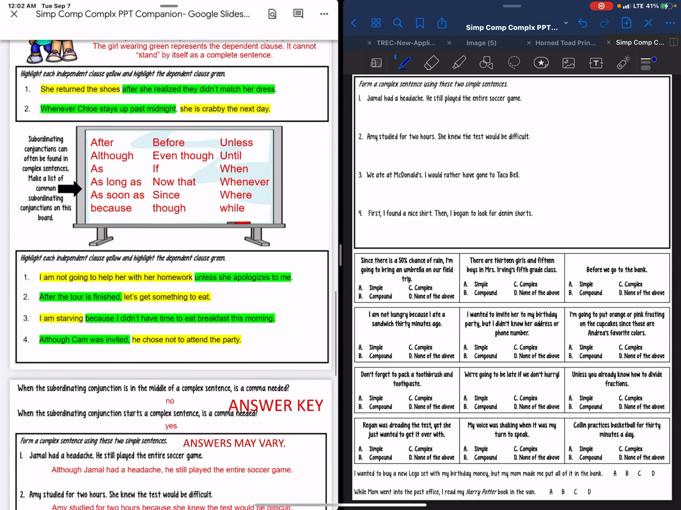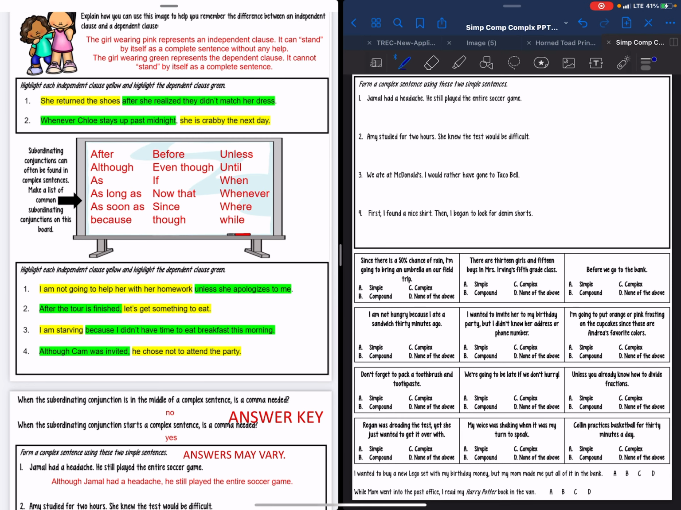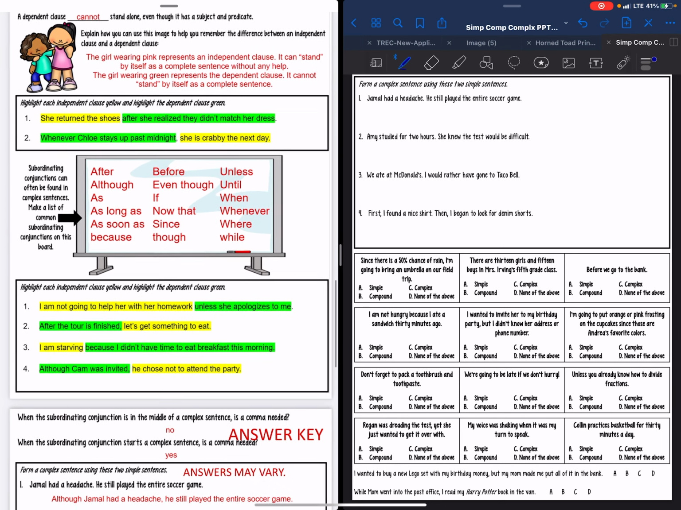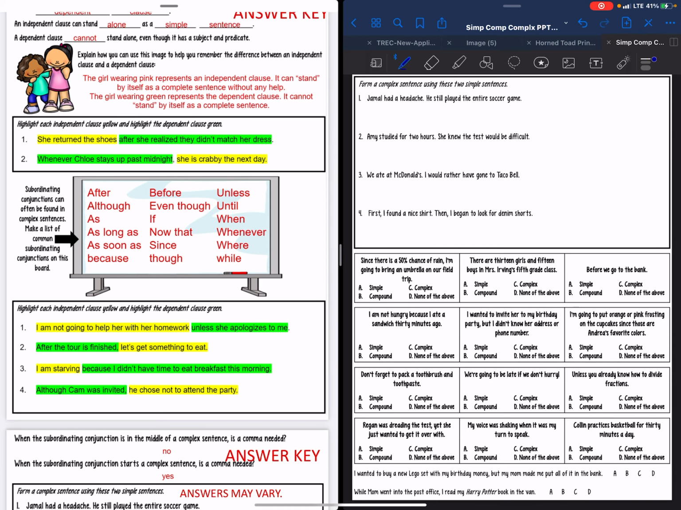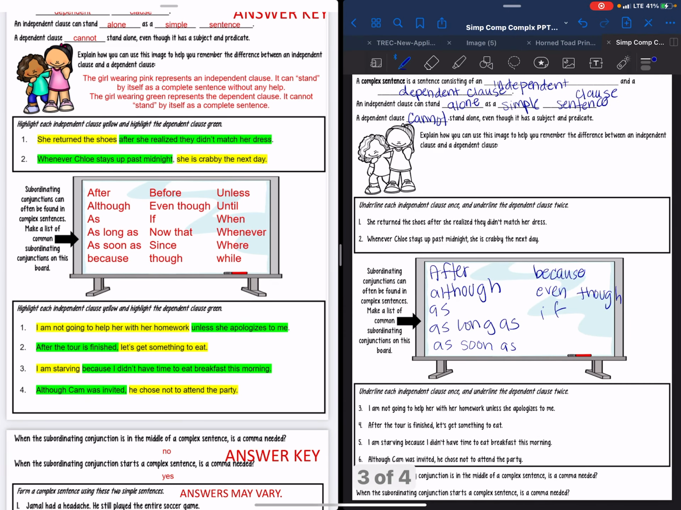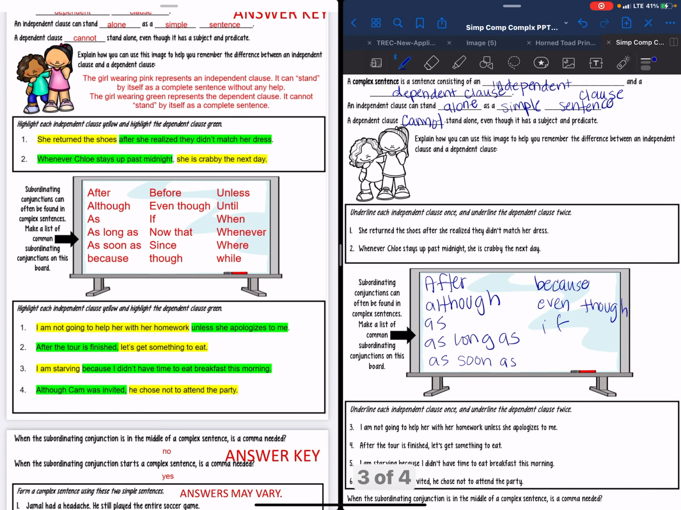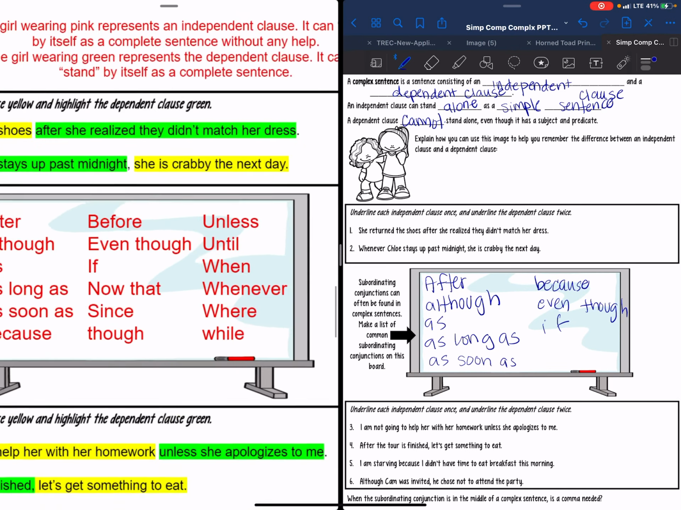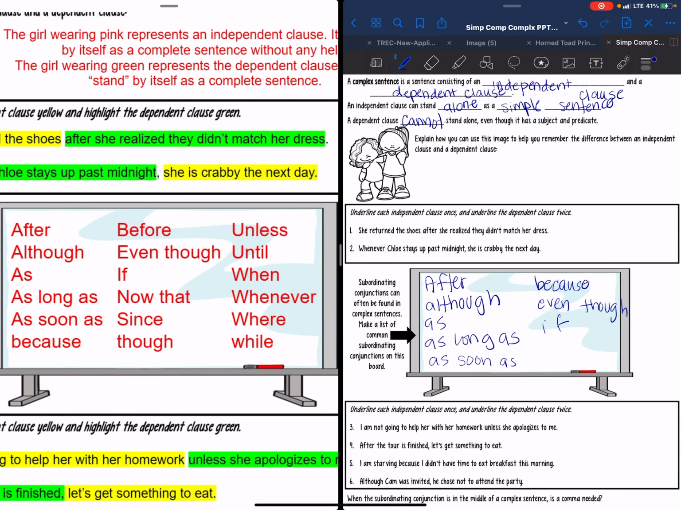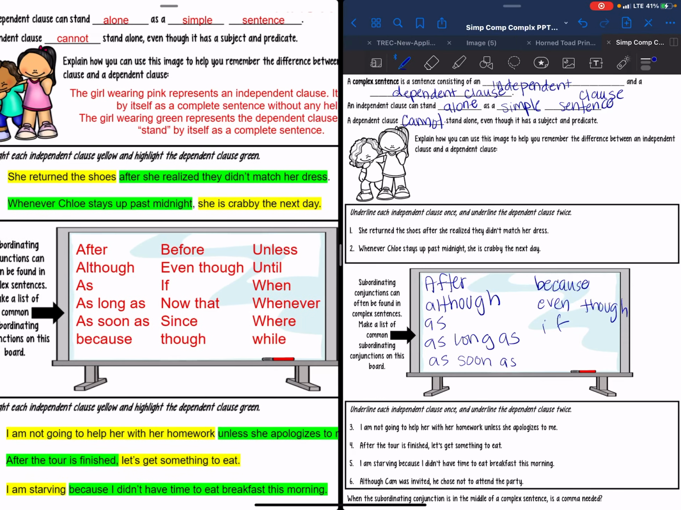All right, let's do the top four together. So Jamal had a headache. He still played an entire soccer game. So we know that this is a complex sentence. And remember, a complex sentence has to have after, although, as long as, because, even though, if, now that, since, though, unless, until, whenever, when, where, and while.